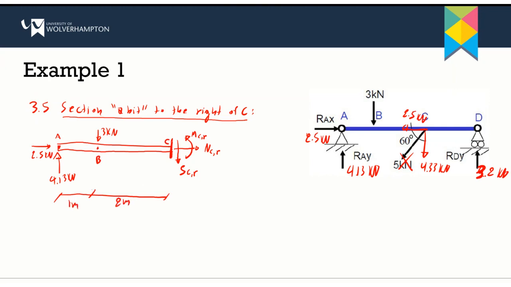And now on point C, I have a vertical force, sorry, that points downwards, 4.33 kilonewtons, and the horizontal force that points to the left, which is 2.5 kilonewtons. So if I take the sum of forces in x direction now, that has to be equal to zero, I have 2.5 kilonewtons, which is the force of point A, I have negative 2.5, which is the force at point C, and I have NCR. So NCR has to be equal to zero.